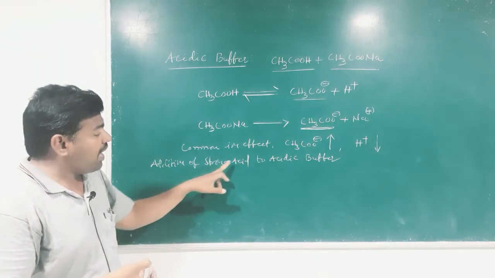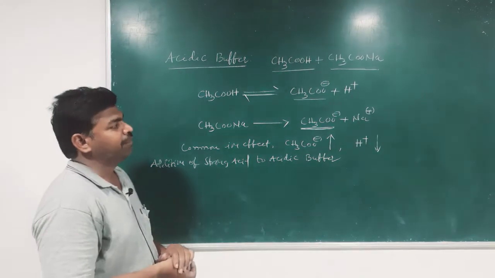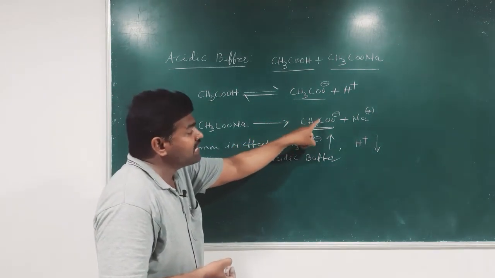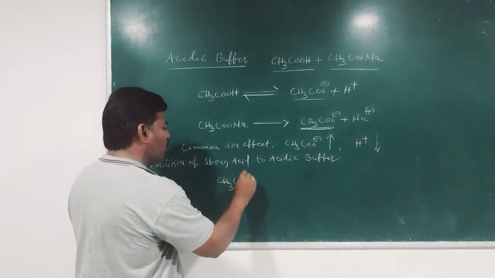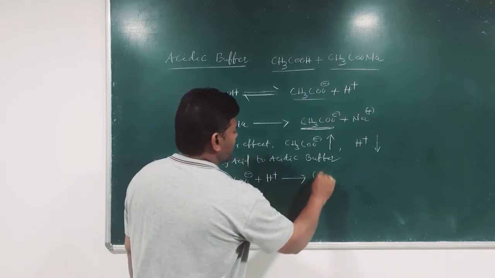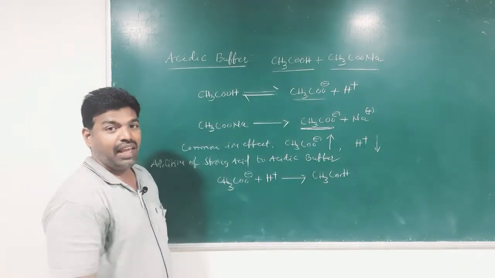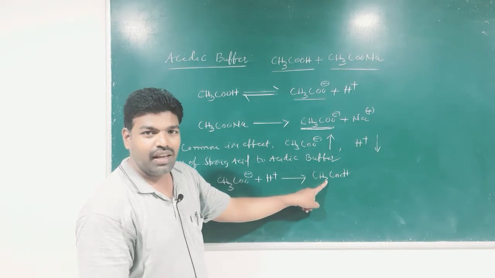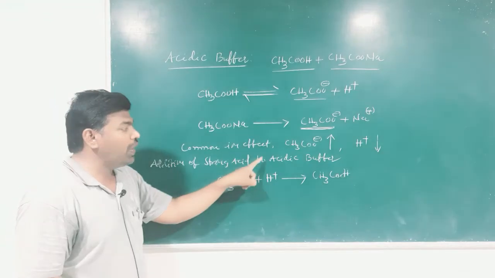H⁺ ions from strong acid combine with acetate ions, that is CH3COO⁻ + H⁺, that forms acetic acid. Again, this acetic acid is a weak acid. I repeat, addition of strong acid to acidic buffer.